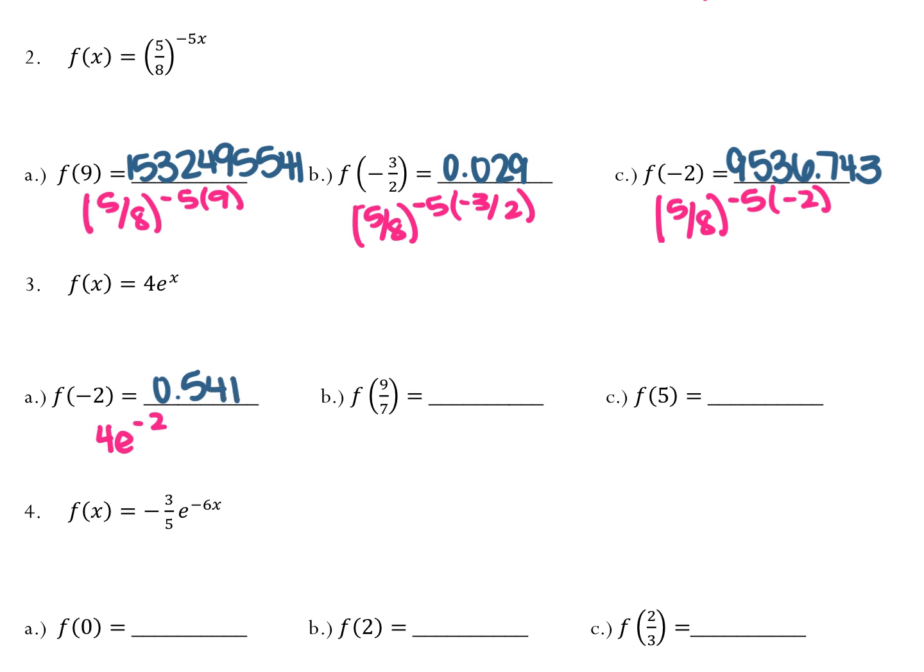For B, you have f of 9/7. So that's going to be 4 times e to the power of 9/7, which is 14.469. And then f of 5 means that that's going to be 4 times e to the power of 5, which is 593.653.